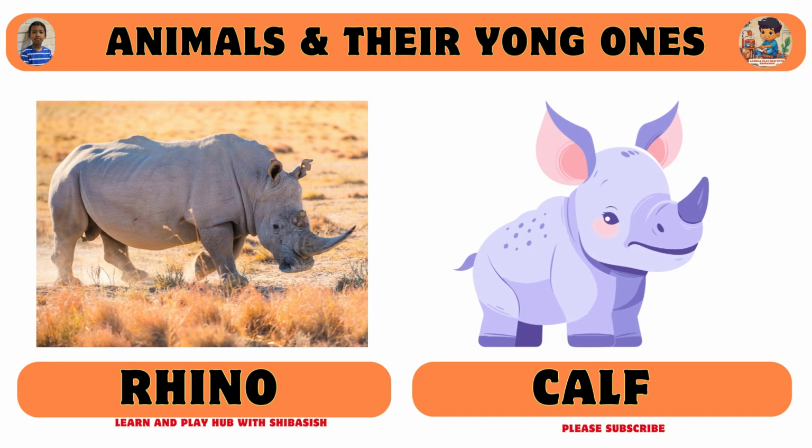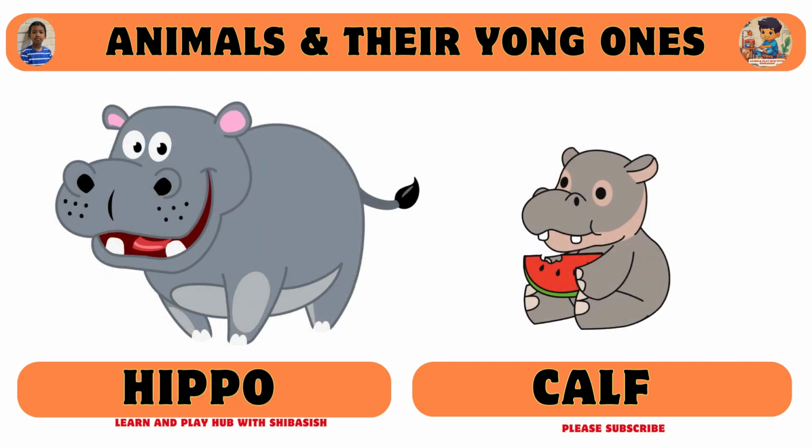Rhino, calf. The baby of a rhino is called as calf. Hippo, calf. The baby of a hippo is called as a calf.